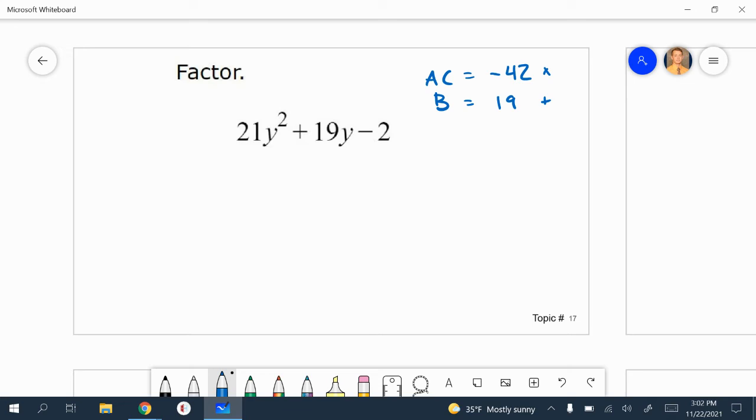You might beat me to the answer here. I'm under pressure. Let's see. I'm thinking maybe 21 and 2. I think that would work. So if I had a 21 and a negative 2, those two numbers would multiply to give me negative 42, but they would add to give me 19. Then I'm going to split up my B value just like I did on topic number 16.